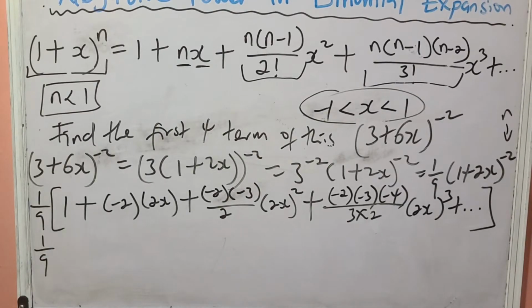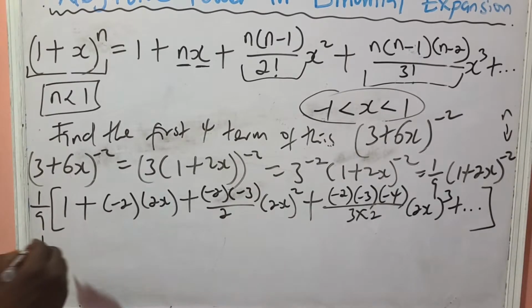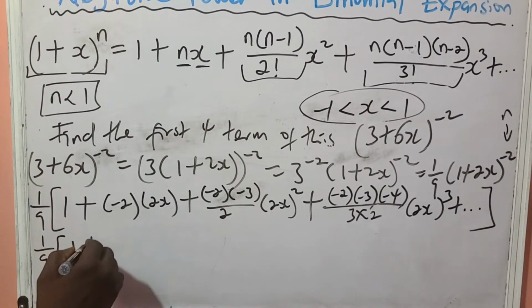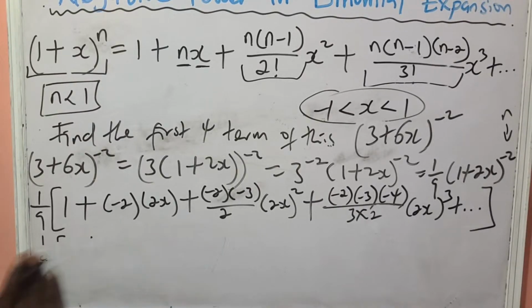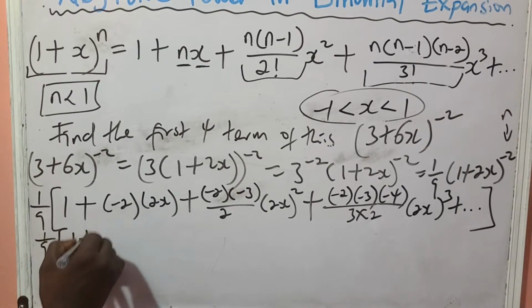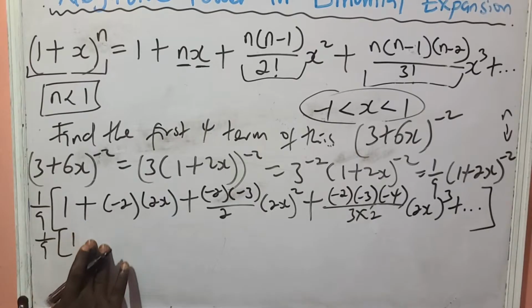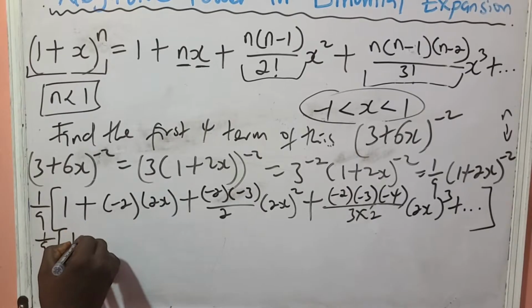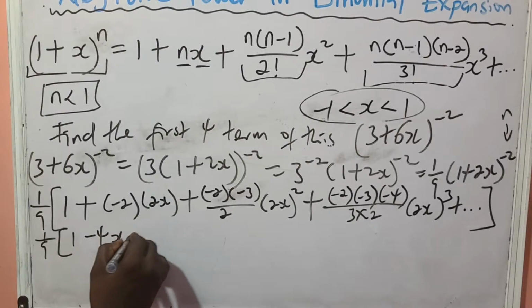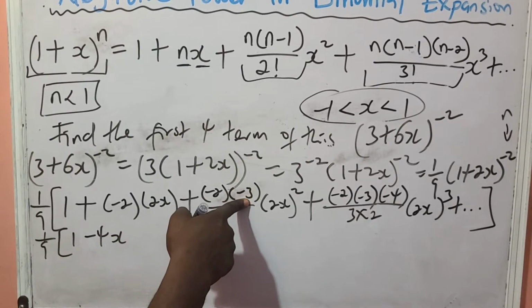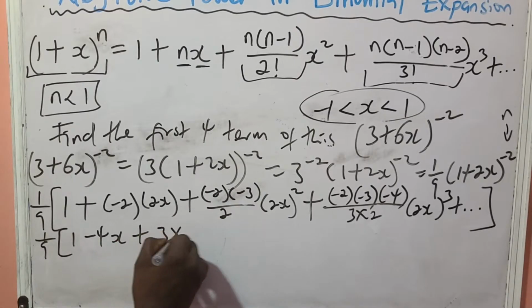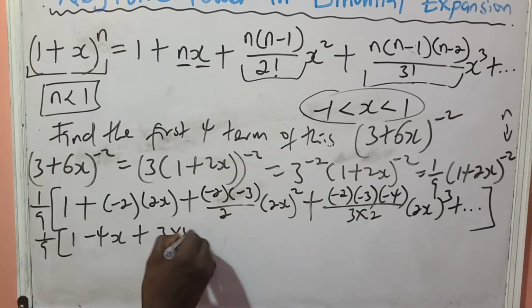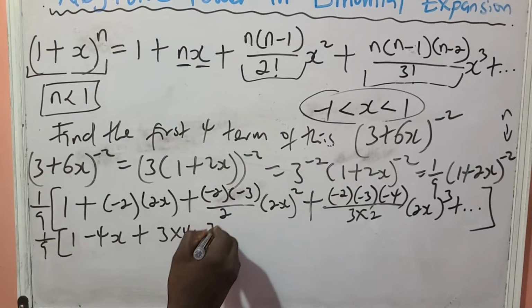Right? And the first term is still 1. 1 plus minus 2 times 2x. Let me manage this space properly. Let me have it as 1 over 9. Then I have 1 plus minus 2 times 2, which will be minus 4x. Minus 2 times minus 3, that's 6. 6 over 2 is 3. That will be plus 3 times 2 raised to the power 2. That will be 4 x raised to the power 2.